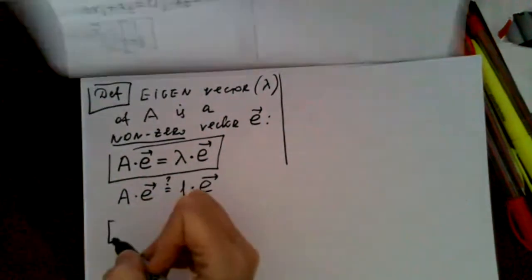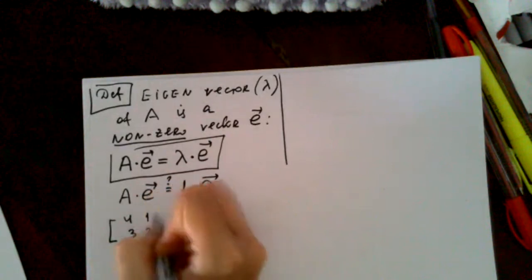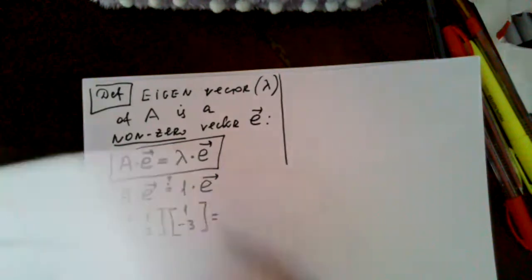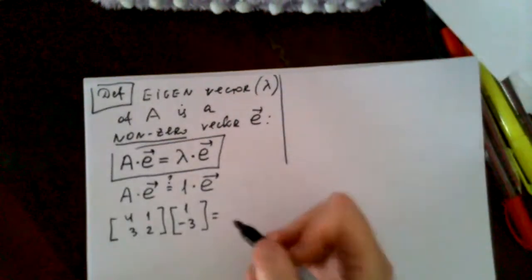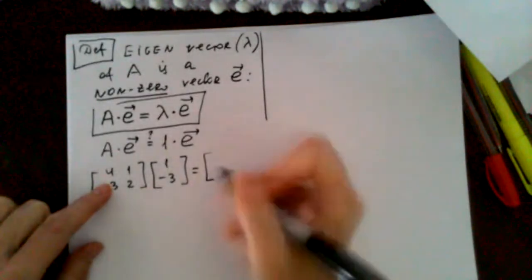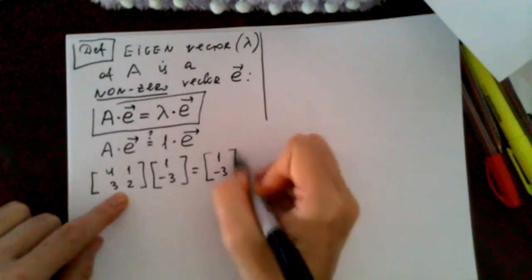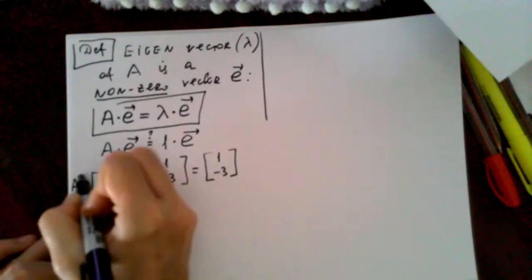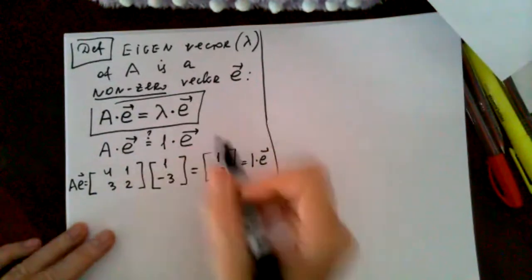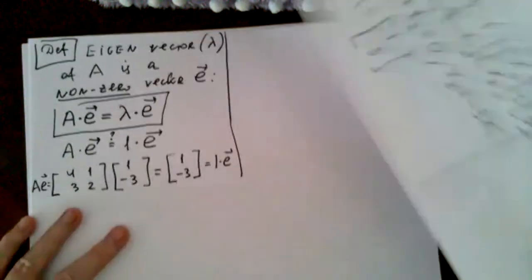So let's substitute our matrix A. Matrix A was given to us: 4, 1, 3, 2 times our vector E1, which we just calculated as 1, minus 3. And we just need to do this multiplication, which is supposed to be super easy for you, of course. So let's do it. We will end up with a vector again. 4 minus 3 will be 1. 3 minus 6 will be minus 3. So this was A times E. You can see that it is equal to 1 times E. So it means that this vector was found absolutely correctly. That's how I check my results, and that's how I recommend it to you.